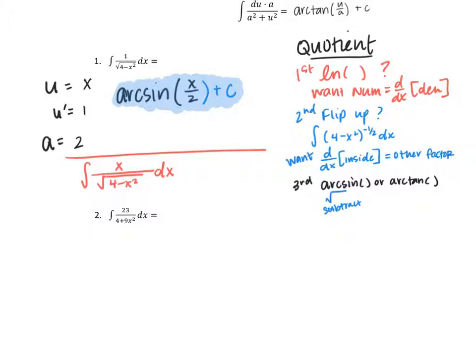If I do a flip up, what's the derivative of my inside function, of the 4 minus x squared? What's the derivative of that?